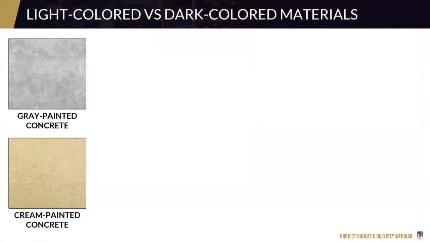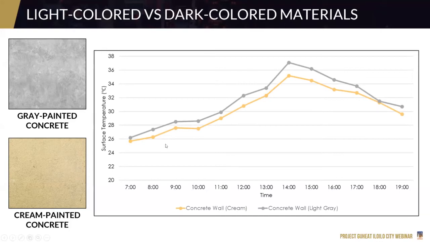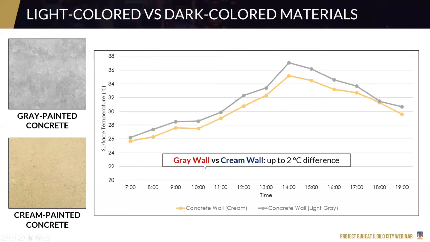So, if we compare itong gray paint, yung surface temperature profile ng gray painted concrete and cream painted concrete, we can see that gray walls can be warmer by up to 2 degrees Celsius than cream walls. So, mas lower yung cream wall by 2 degrees Celsius. If we use mas light na colors like white paint, white coating, it is expected na mas malamig pa yung ma-achieve nating surface temperature.